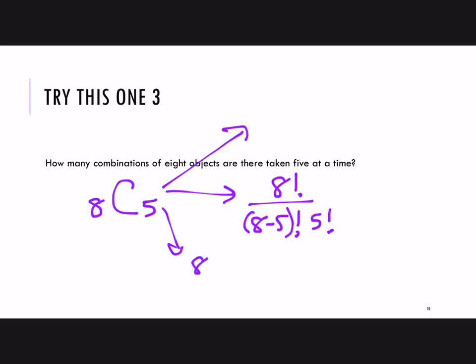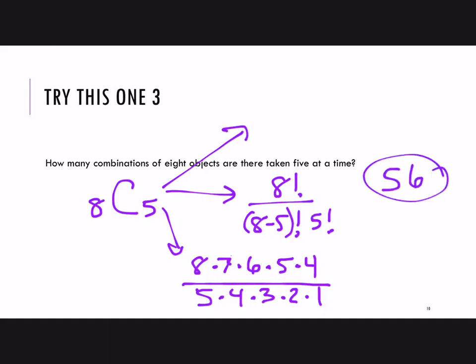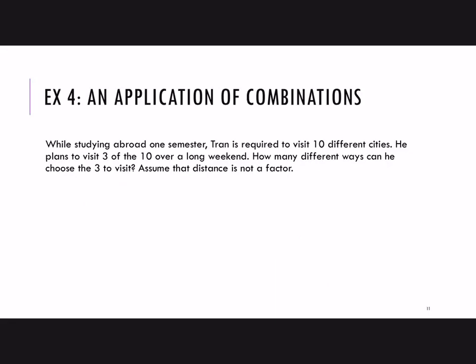And then writing this out by hand, we're choosing 5 different things, so 8 times 7 times 6 times 5 times 4, stopping at 5 different things, and then divide by the ways to arrange 5 things, 5 times 4 times 3 times 2 times 1. Okay, and whichever method you choose, you should end up with 56 different combinations.